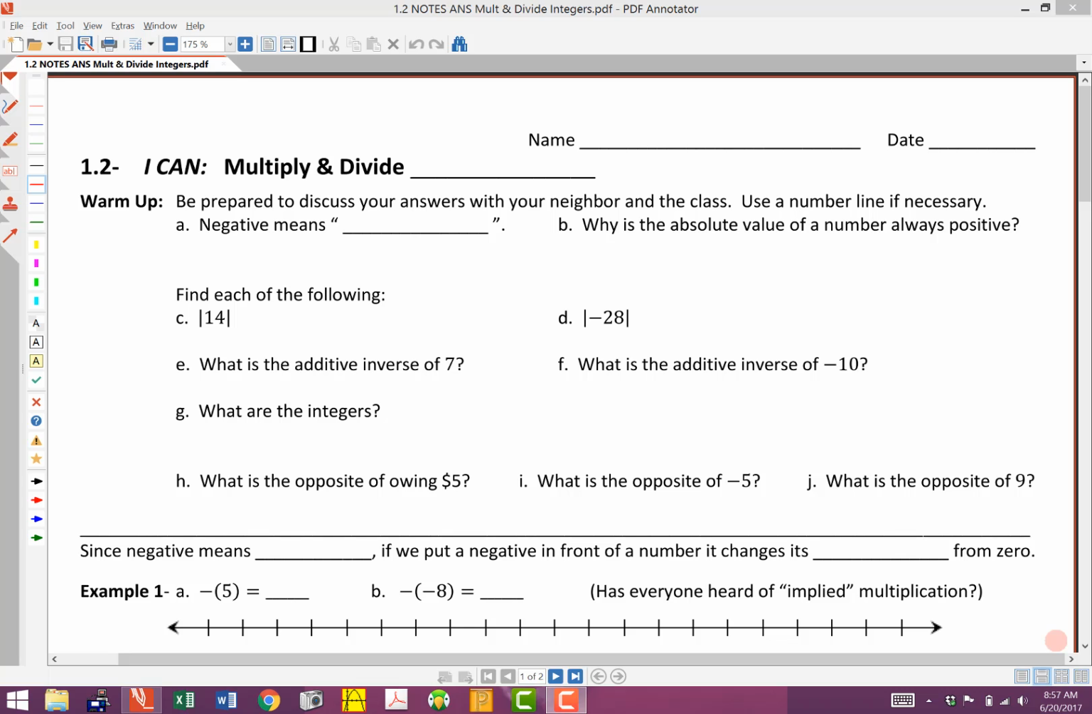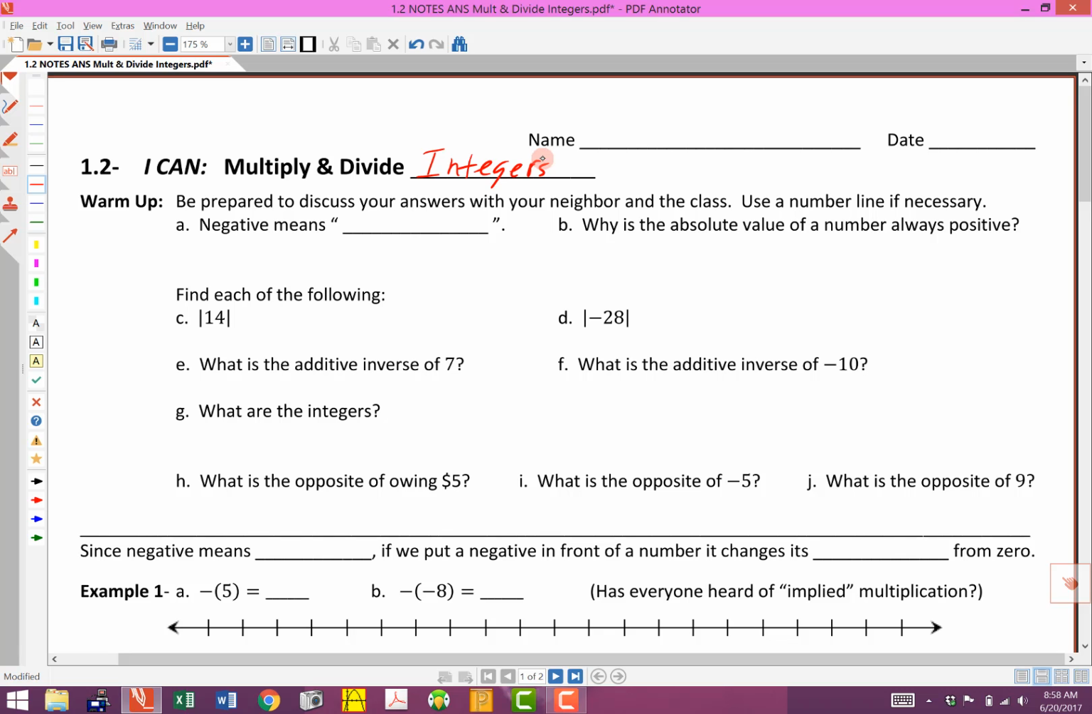Well, let's take a look at the next section, section 1.2, and the I can statement. Our goal for today is I can multiply and divide integers. So we're going to write the word integers here. We'll talk a little bit later about what integers are, and remind yourself. Hopefully you've got that memorized at this point.